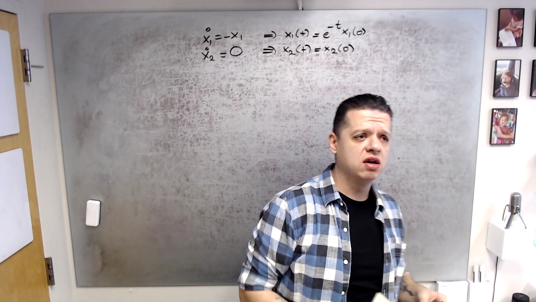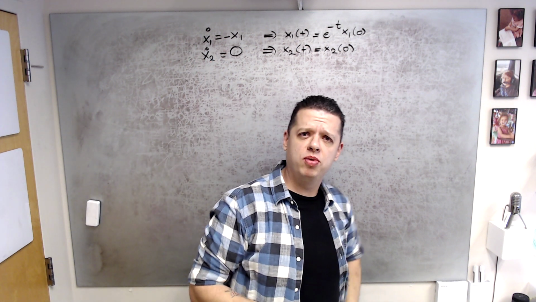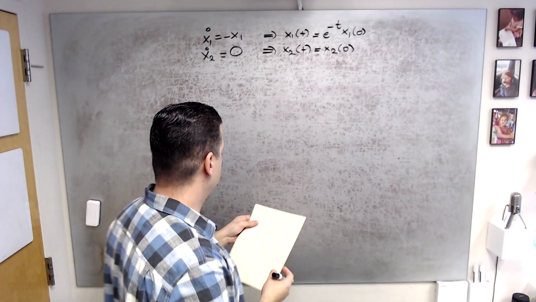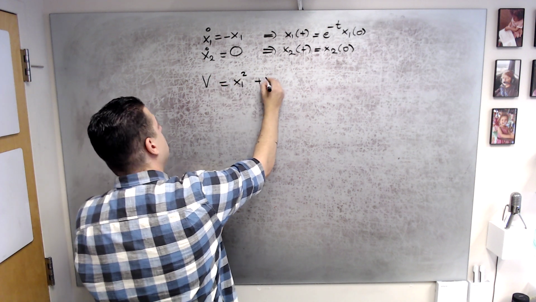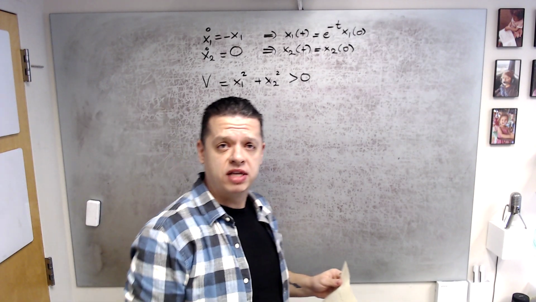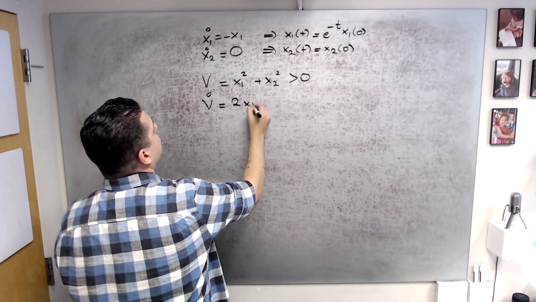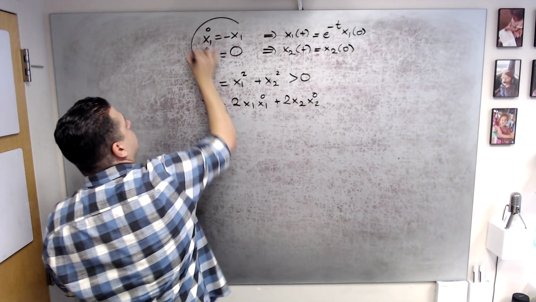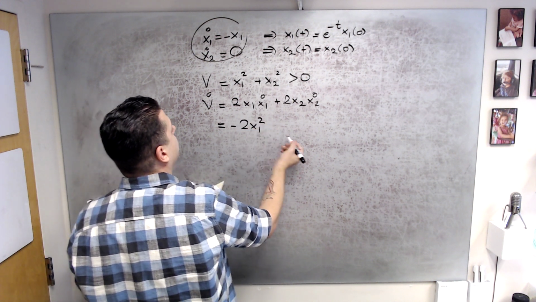So in this case, x1 goes to 0, x2 remains constant, so bounded. So we are looking at a system in general, but if we consider both states, it should be Lyapunov stable, but can we show also that x1 goes to 0? So let's consider the Lyapunov function candidate or energy function, x1 to the power of 2 plus x2 to the power of 2. It is positive definite, radially unbounded, it contains the origin. V dot is simply 2x1 x1 dot plus 2x2 x2 dot.